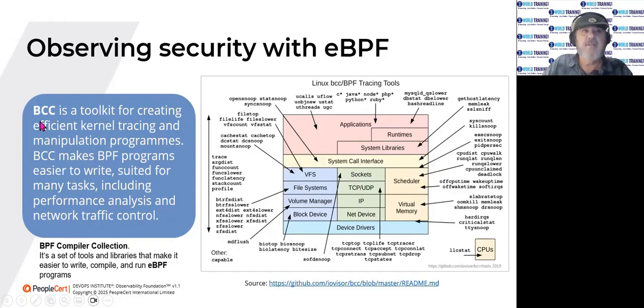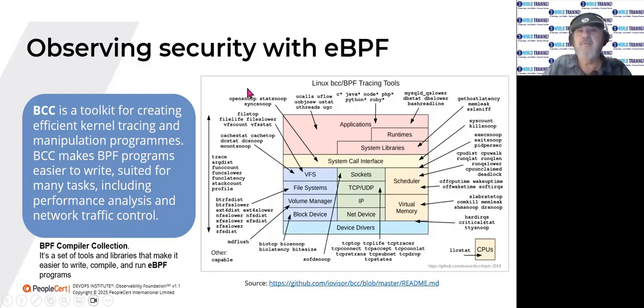There's another tool called BCC. It's a set of tools. This really stands for BPF Compiler Collection. So it's a collection tool that's tied to eBPF. It makes it easier to write, compile, and run eBPF programs. BCC is a toolkit for creating efficient kernel tracing and manipulation programs. It makes BPF programs easier to write, suited for many tasks, including performance analysis and network traffic control.